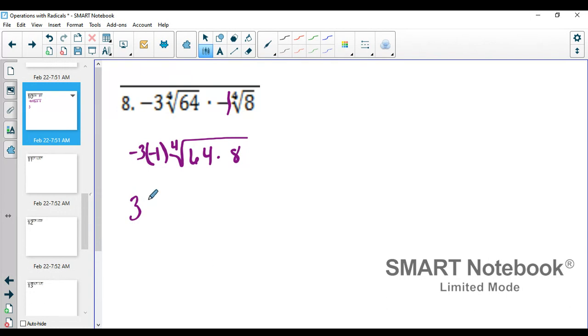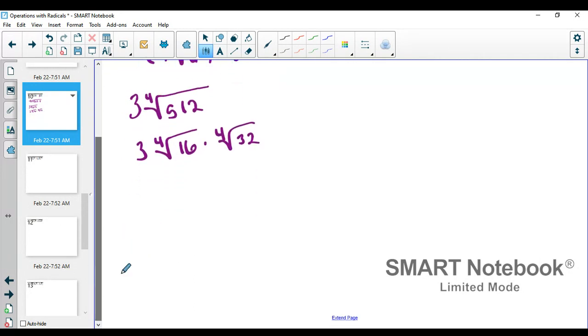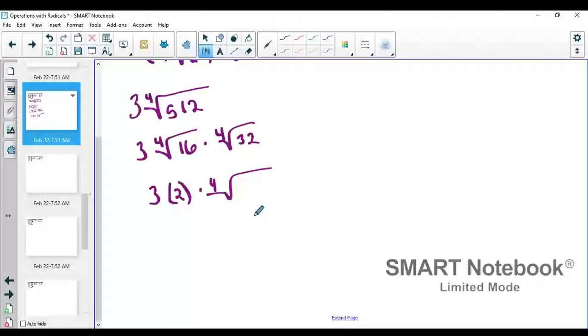All right, so let's go back to 3 times the 4th root of 512. And then I think we're going to have to use 16 and 32. So 3 times the 4th root of 16 times the 4th root of 32. I can't seem to find anything larger that'll simplify further. So the 4th root of 16 is 2, so we have 3 times 2 times the 4th root of 32, and I just figured out what we're going to do. So then 3 times 2 is 6.